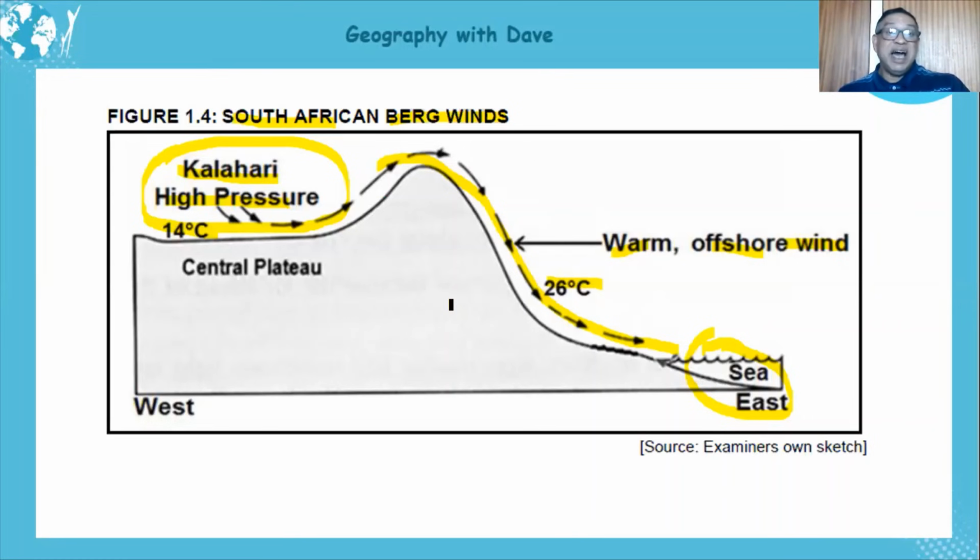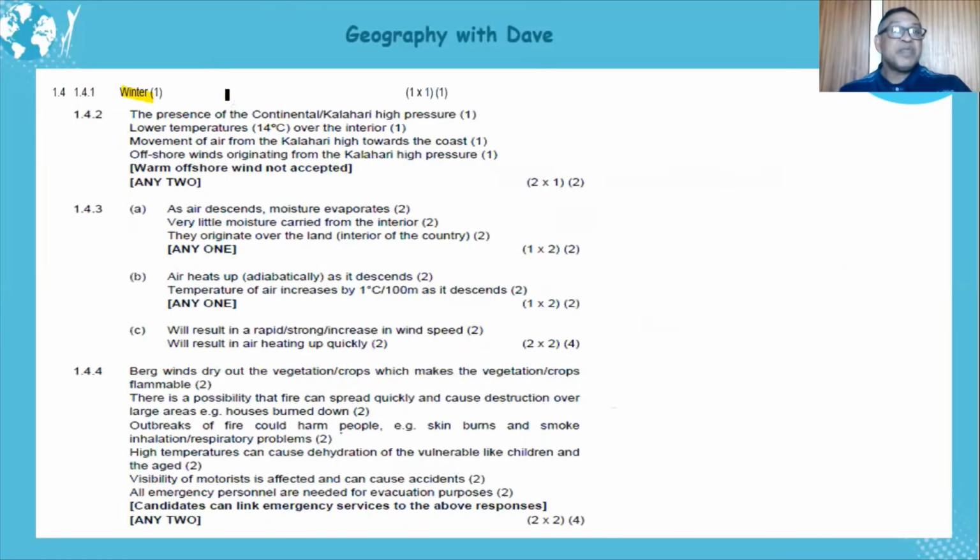Let's see what they give us. Presence of a Kalahari high pressure. I want you to write a well-developed Kalahari high pressure system. Examiners are always nice. They look at giving you the answers. Yes, it gets displaced in summer, but it's there. So I want you to write well-developed. Lower temperatures. Can you see 14 degrees Celsius? Movement of air from the Kalahari high towards the coast, and all that is in there.